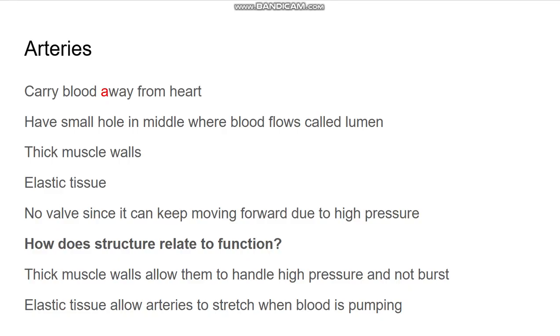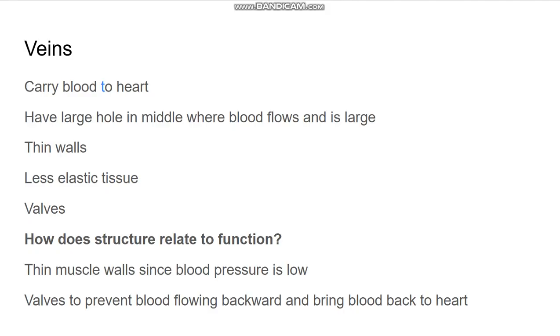And then finally, the veins, a little summary once again. They carry blood to the heart, and they have thin muscle walls and less elastic tissue, and they also have a large lumen, which is where the blood flows. In arteries there were no valves, but in veins there are valves, to make sure there's one-directional blood flow. And the muscle walls are thin because there is low blood pressure. So yeah, that's basically everything so far.